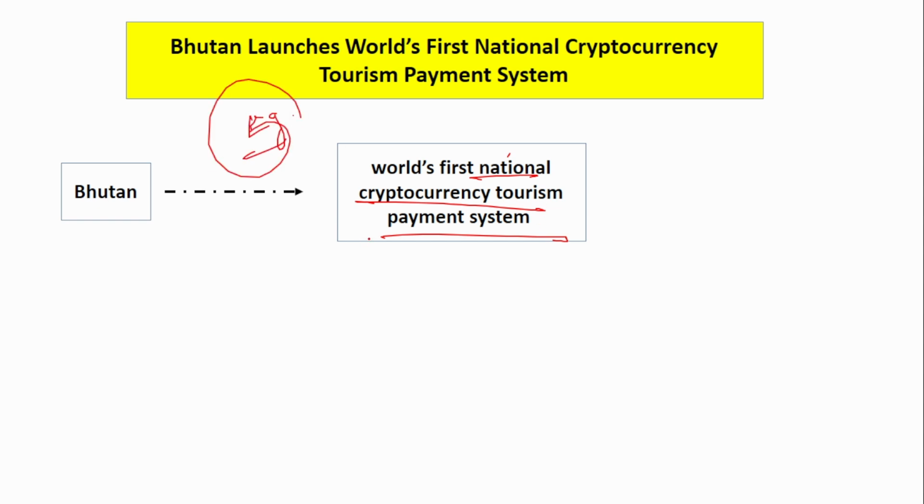They might ask you which is the first country that has launched the world's first national cryptocurrency tourism payment system. That can also come. Otherwise, this is a very good point that can be included in a descriptive answer if they ask you anything about crypto, because crypto is a booming topic, right? It is growing and evolving day by day. So there might be a descriptive question on this, and this is a very good point that can be included. This kind of data will help you fetch more marks.